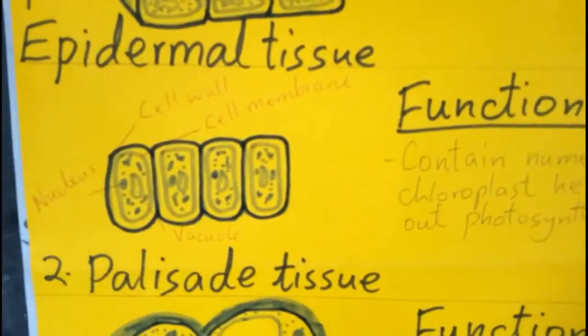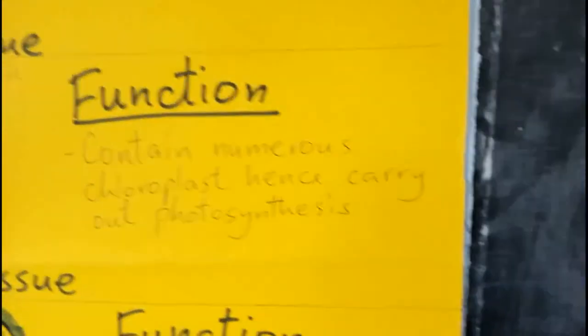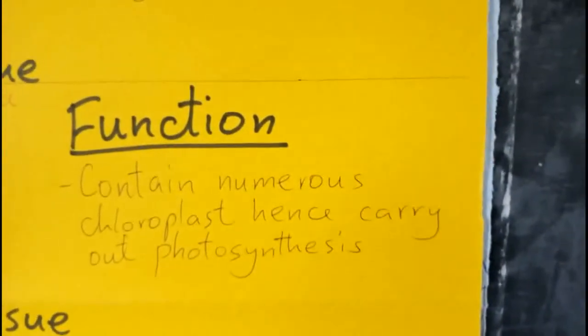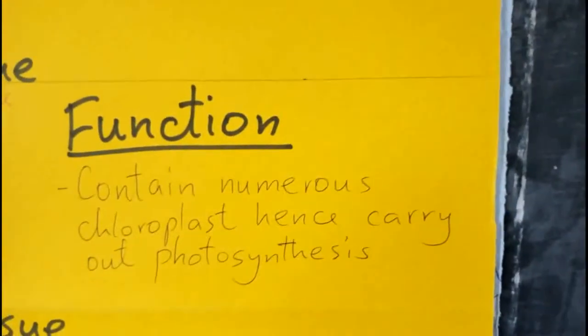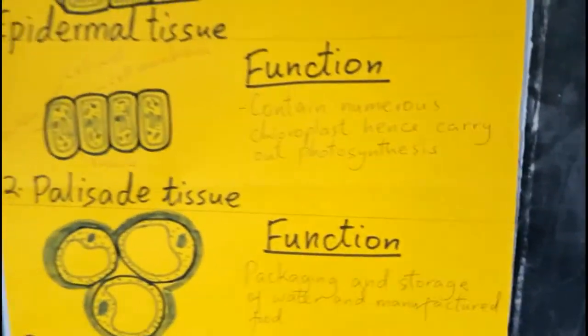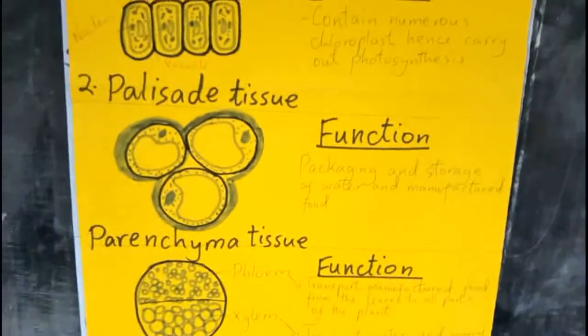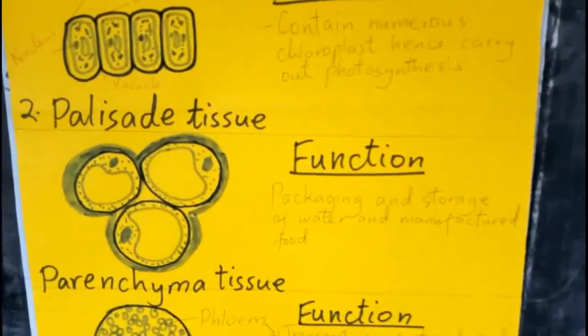So the function of the Palisade tissue is to carry out photosynthesis. This is because they contain numerous chloroplasts. So that is their adaptation, and it's coming out from their arrangement. Let us look at the third one.